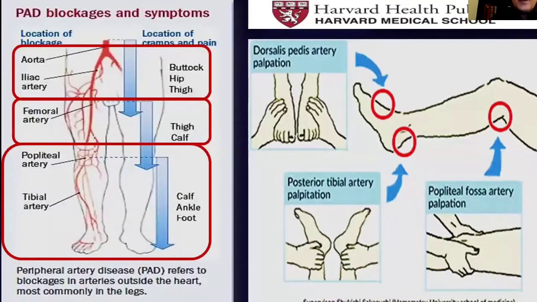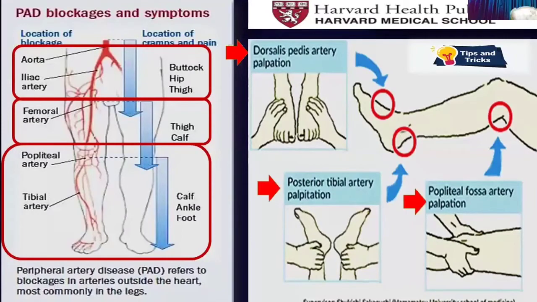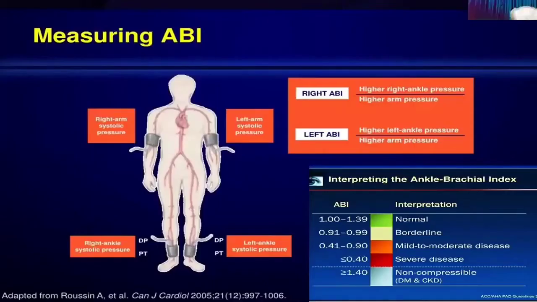It's very simple for every practitioner to palpate the dorsalis pedis artery, the posterior tibial artery, and the popliteal fossa artery to detect the pulse of these arteries. And measuring the ankle brachial index is very important, by using the right arm systolic blood pressure, right ankle systolic blood pressure, left arm systolic pressure, and left ankle systolic pressure, and putting them in an equation: the higher right ankle pressure over the higher arm pressure gives the right ankle brachial index, and the same for the left.